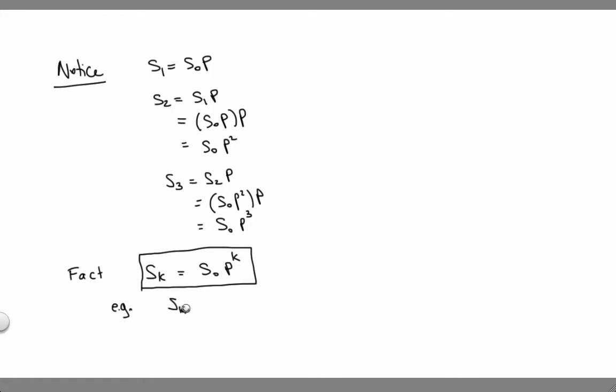So if you wanted to figure out 17 shampoo purchases into the future, you wanted S17, you could say that's S0 times P to the power 17. So we've now got two different ways of calculating those state matrices, and depending on the problem, one might be more useful than the other.